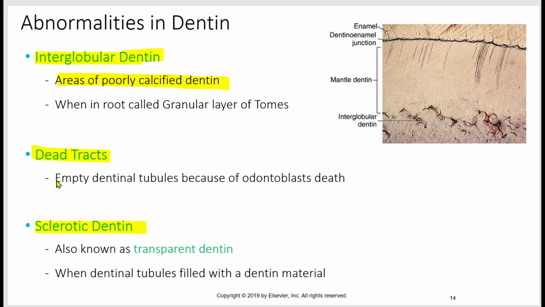Dead tracts are empty dentinal tubules because the odontoblasts are dead. Sclerotic dentin, also known as transparent dentin, is when the dentinal tubule is filled with dentin material. So if it's filled with dentin material, we get sclerotic dentin. If it's empty, it's a dead tract.